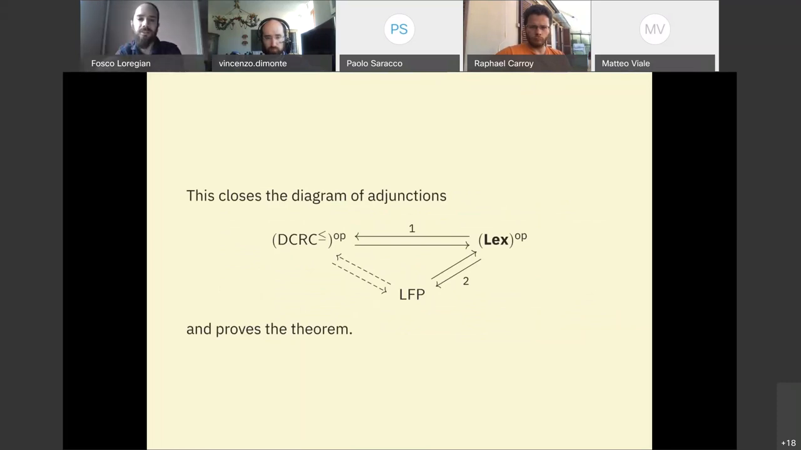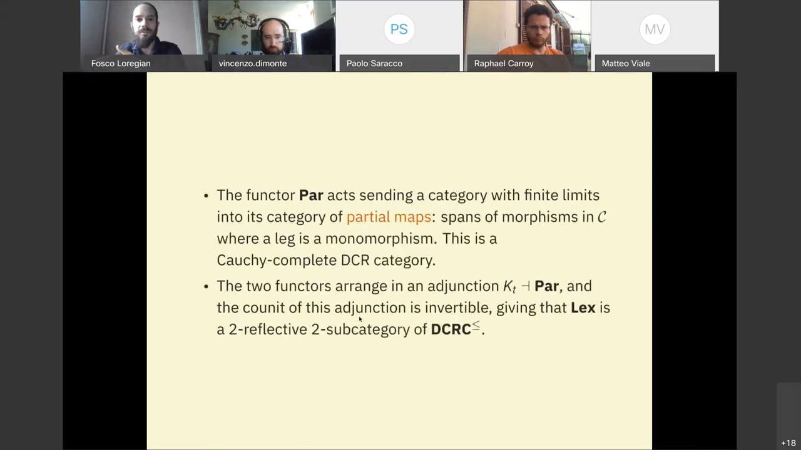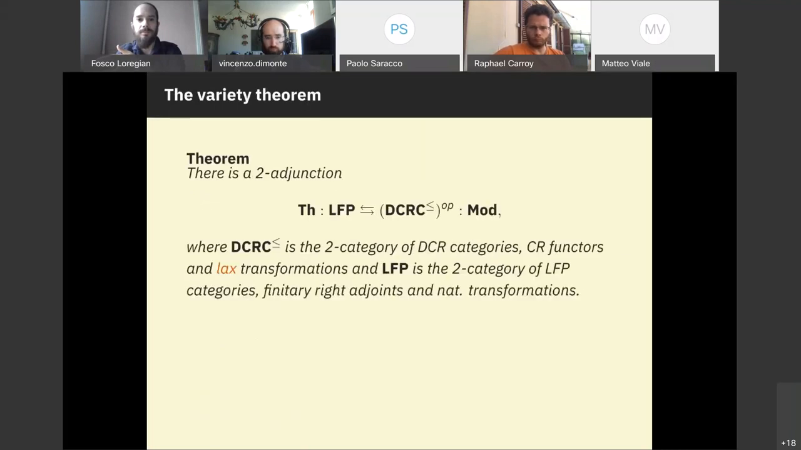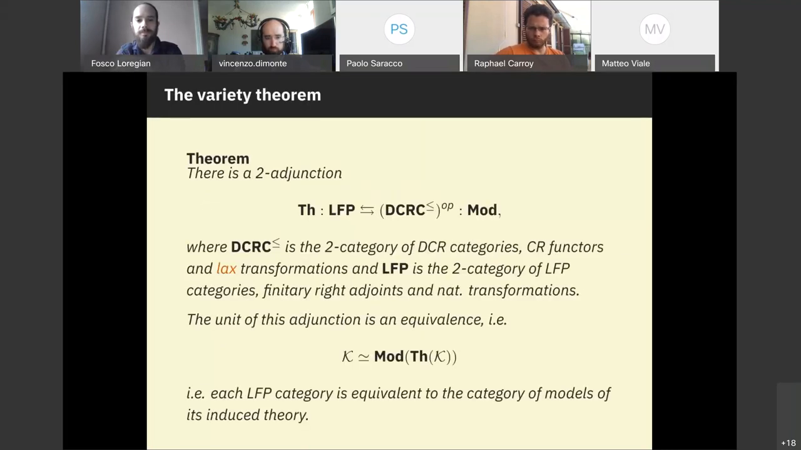Joining together this theorem and Gabriel-Ulmer duality, the above theorem is one and Gabriel-Ulmer duality is two, one gets exactly the theorem here. You get a reflection that essentially exhibits every LFP as the category of models of its underlying theory.